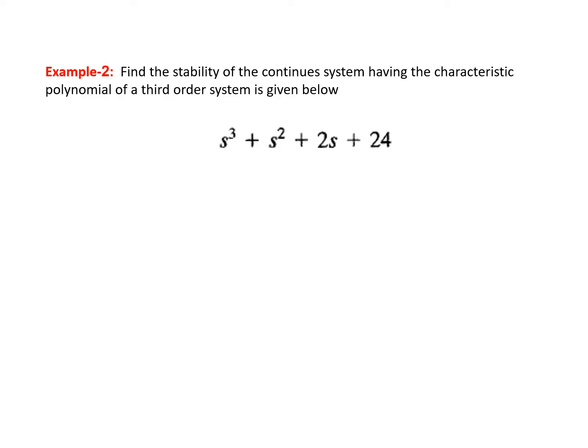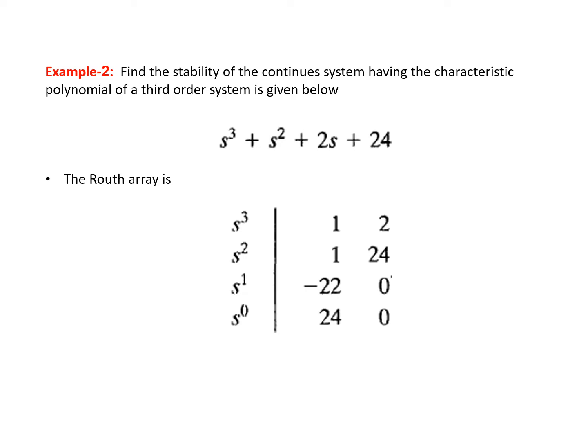So let's take another example. The task is to find the stability of the continuous time system having a third order characteristic polynomial. The equation is given as s cube plus s square plus 2s plus 4. We need to construct our routh table. So the routh table gives me the values in this form.